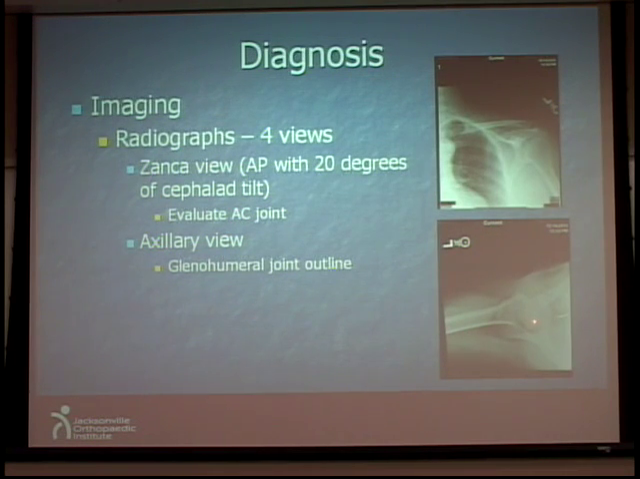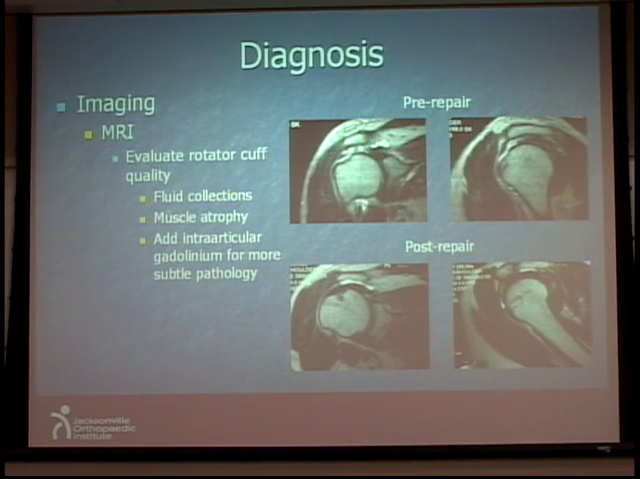And the axillary view is a very good view to evaluate the glenohumeral joint and look for other sources of pain in the shoulder, such as arthritis. An MRI scan is an excellent test once there is a strong suspicion for significant rotator cuff pathology. It is not the first test ordered, and it is often a test that's ordered when surgical planning is considered.